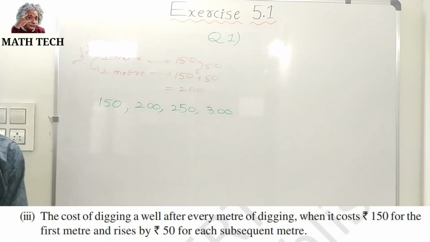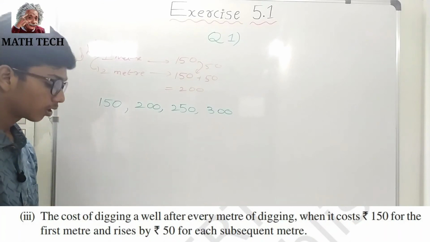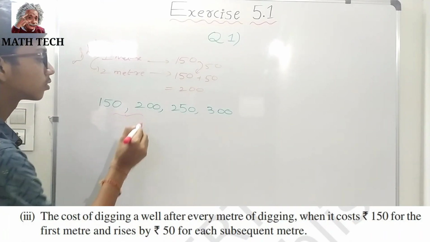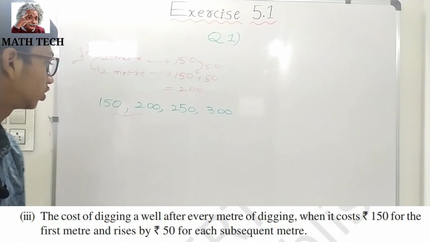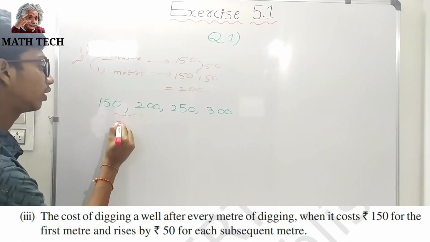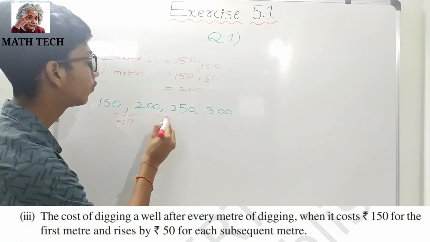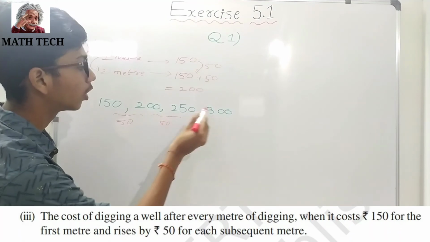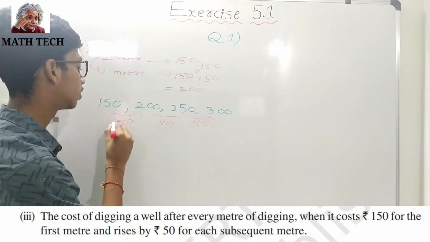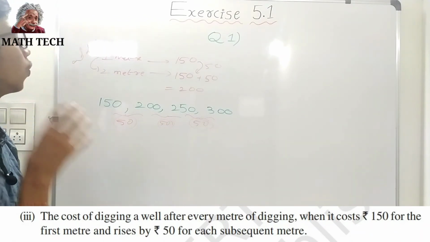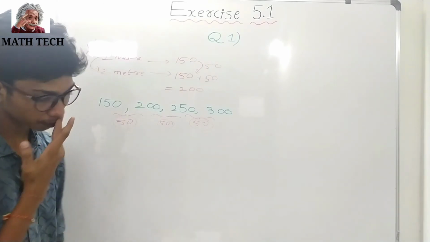And now we should find whether this sequence is in arithmetic progression. The difference between two consecutive numbers should be fixed so that it will become an arithmetic progression. 200 minus 150 is 50, 250 minus 200 is 50, 300 minus 250 is 50. So here we can see that the common difference is fixed, so we can say that it is in the arithmetic progression.